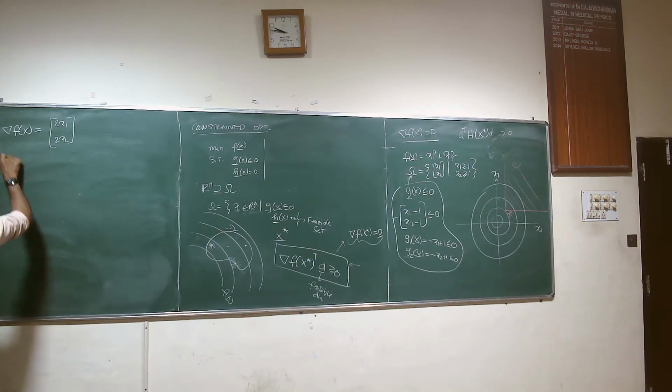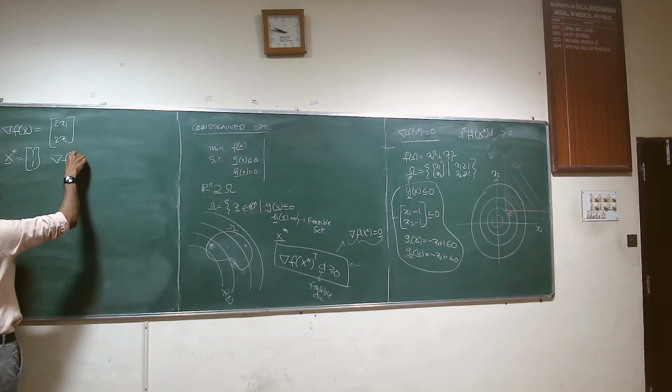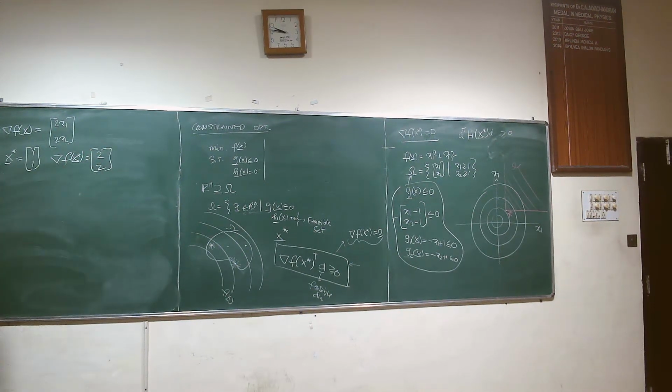And what is x star? The point that we are considering. This is (1, 1). That means the gradient there is... all right. So that we've got one piece of the condition that we need to test.